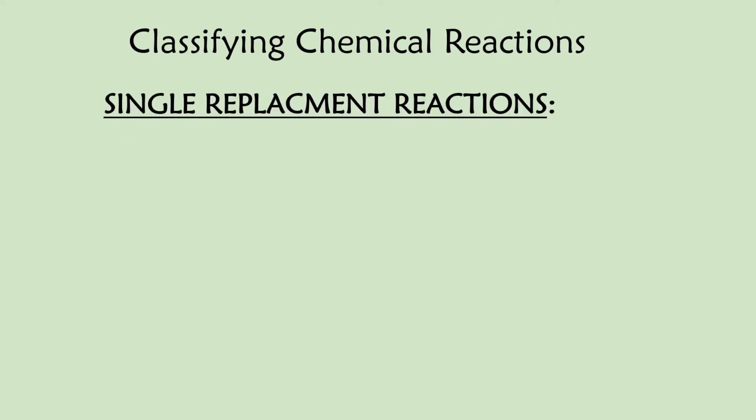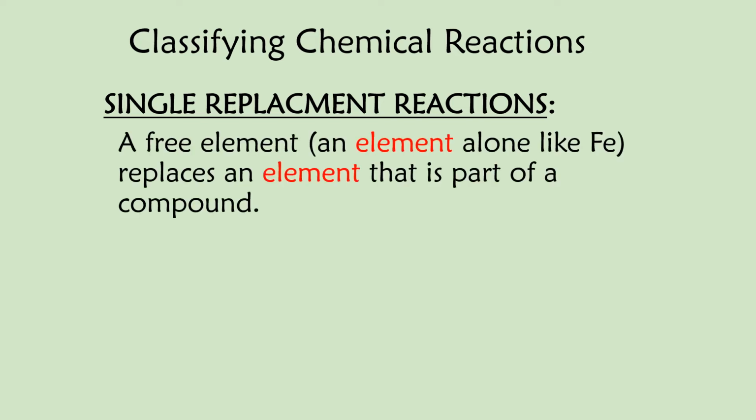Then we have a single replacement reaction, which is when we have a compound and, for the most part, the metal of that compound is replaced by another metal. So for example, let's say we have this metal or element X and we have a compound AB. Now let's say X is a metal, so X is going to replace the metal in the compound AB.